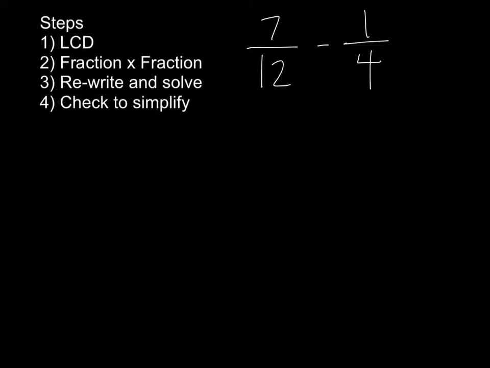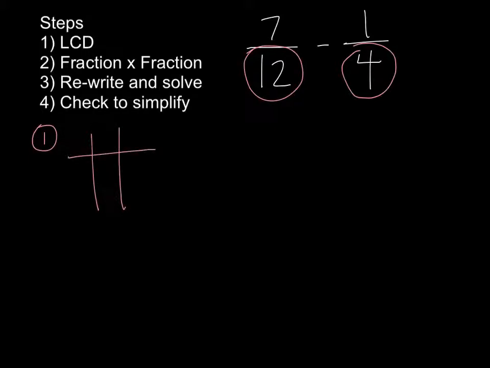So I'm going to start by looking at my LCD. I'm going to look at the two denominators, 12 and 4. So step 1, I'm going to set up my slide method for 4 and 12. And I'm going to ask myself what can go into 4 that will also go into 12. Well, they're both even, so I know I can start with 2. 4 divided by 2 is 2. 12 divided by 2 is 6.